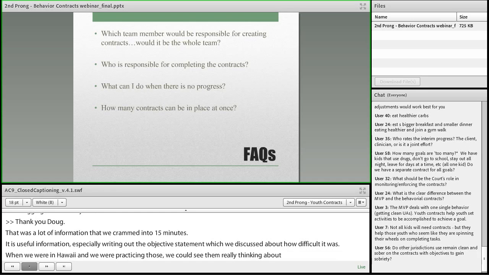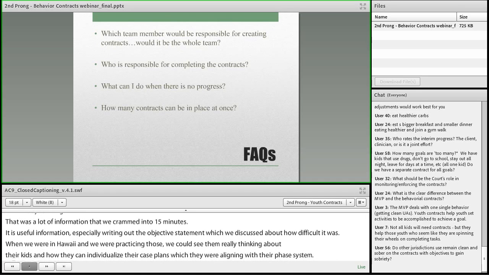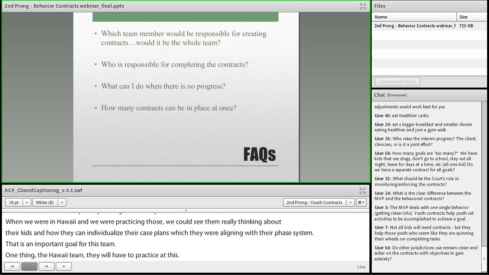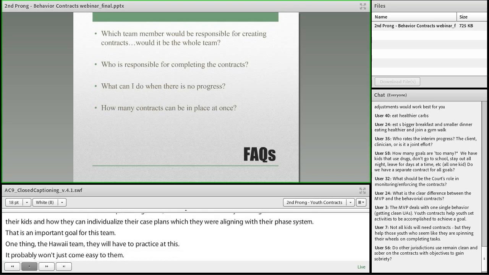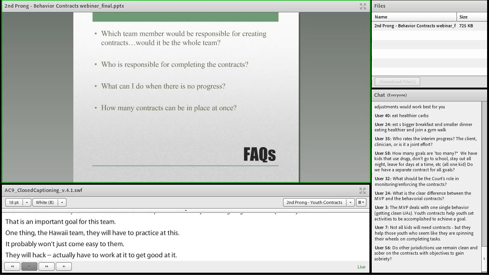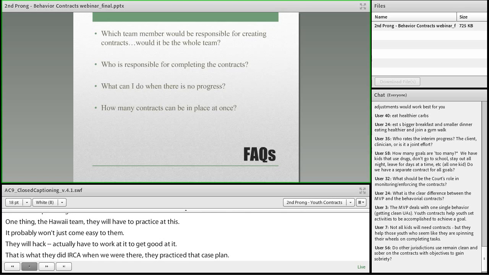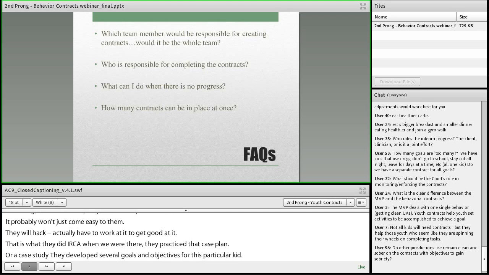The one thing we imparted to the Hawaii team was that they will have to practice at this, that it probably won't just come easy to them. They will have to actually work at it to get good at it. So that's what they did. When we were there, they practiced using a case study, and they developed several goals and objectives for this particular kid. They turned them in, and we critiqued them so that they could continue practicing the development of these goals.